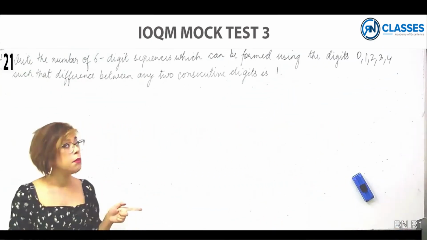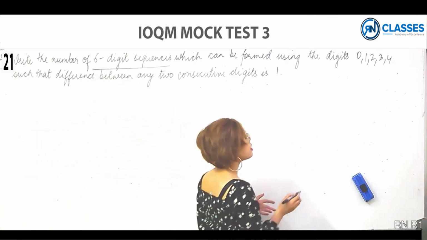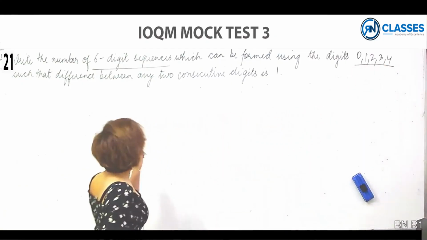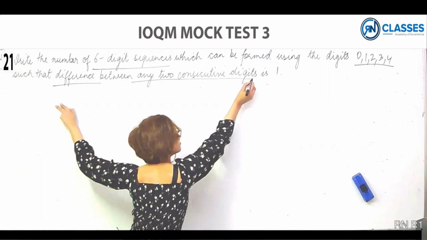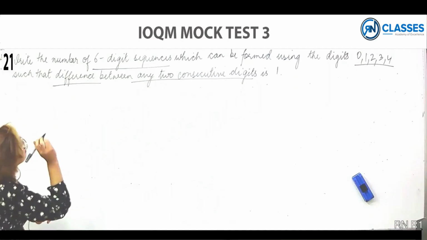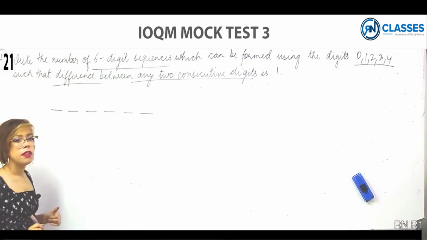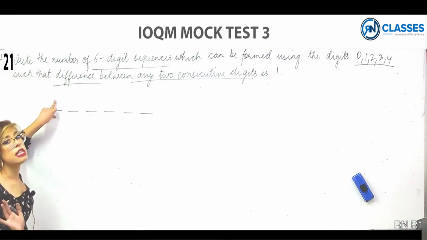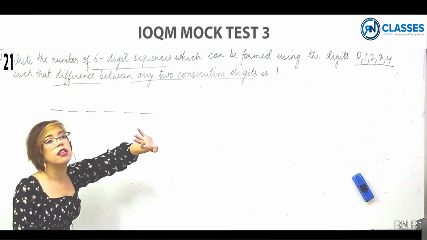Now, he says write the number of six-digit sequences which can be formed using the digits 0, 1, 2, 3 or 4. Right? Now, there is a condition such that the difference between any two consecutive digits is 1. Now, he says I need to form a 6 digit sequence. So, 1, 2, 3, 4, 5, 6. Right? Also, it is mentioned in the question that the sequence can start with 0 because it's a sequence. Right? Now, he says the difference between any two consecutive digits is 1.